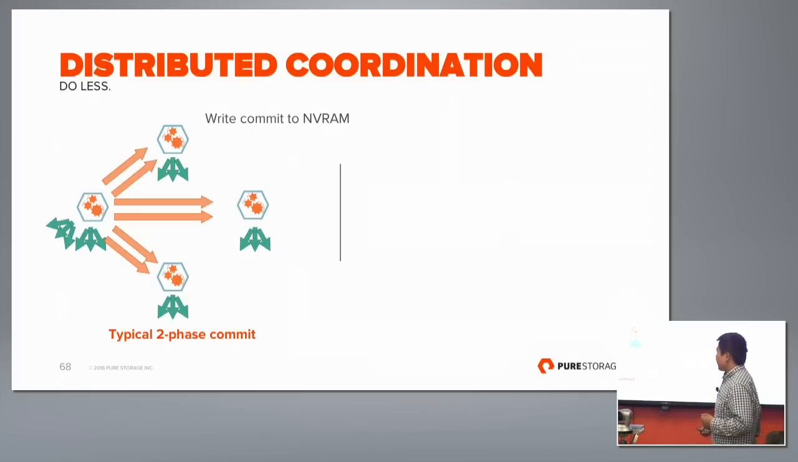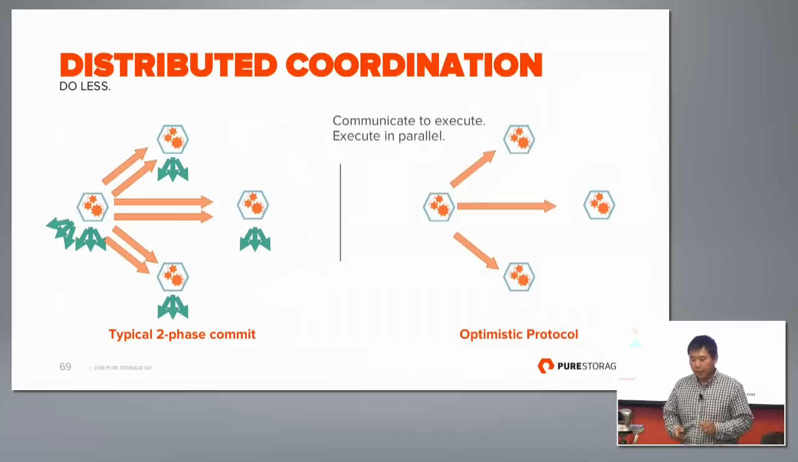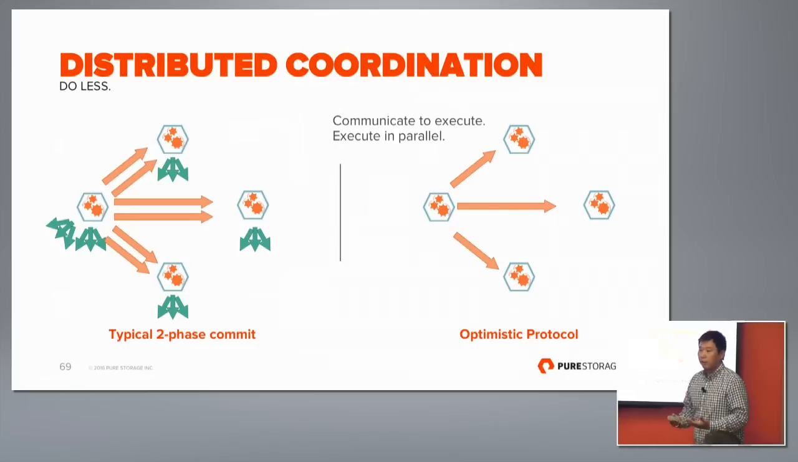So, you can count up all the arrows on the screen. There's a lot of communication, right? There's a lot of trips to persistent store. We'd like to improve this, right? And the way that we've improved this is by flipping it on its head and defining more of an optimistic protocol, right? We want to optimize for the common case.